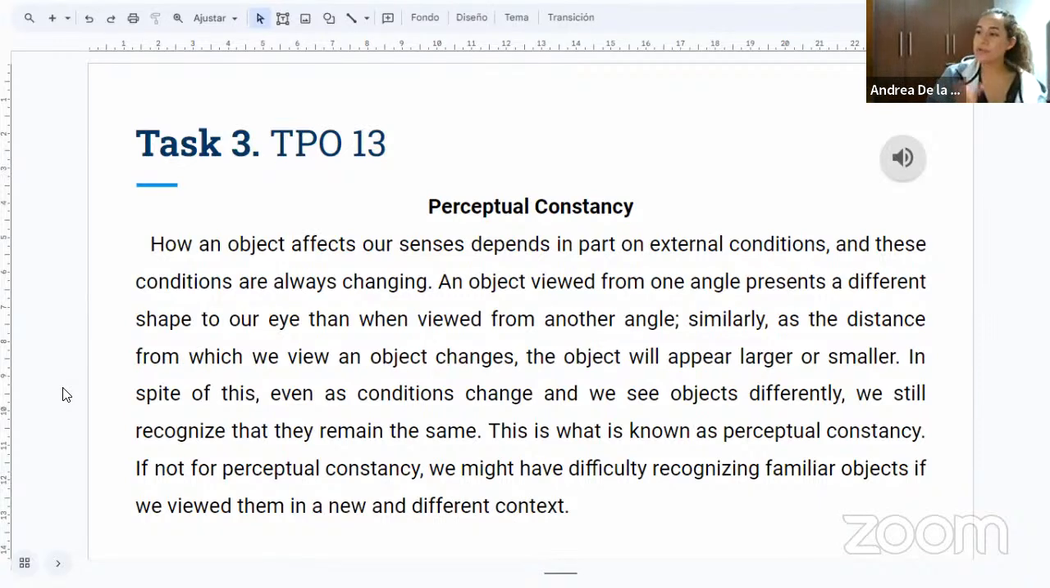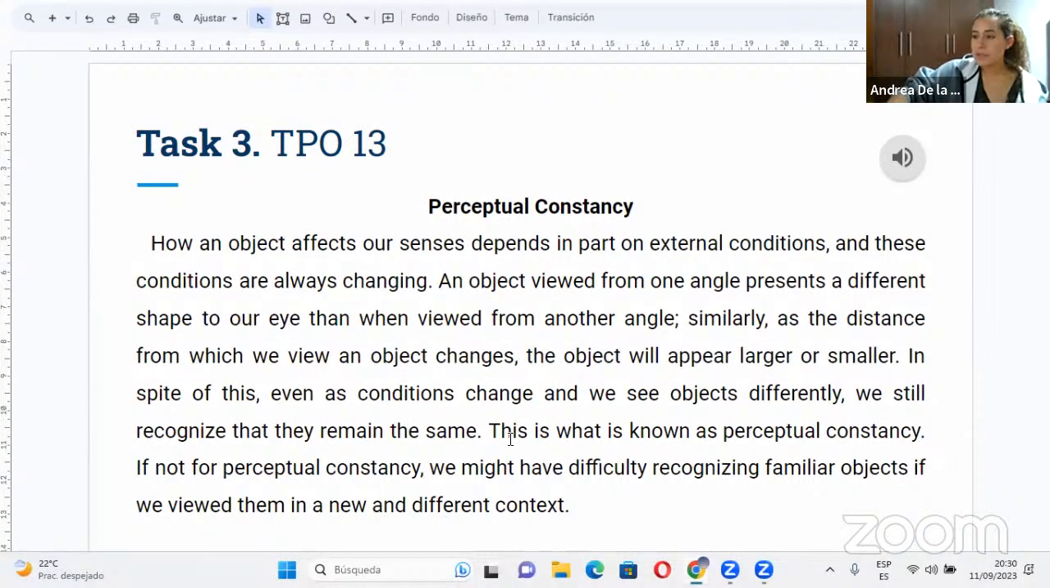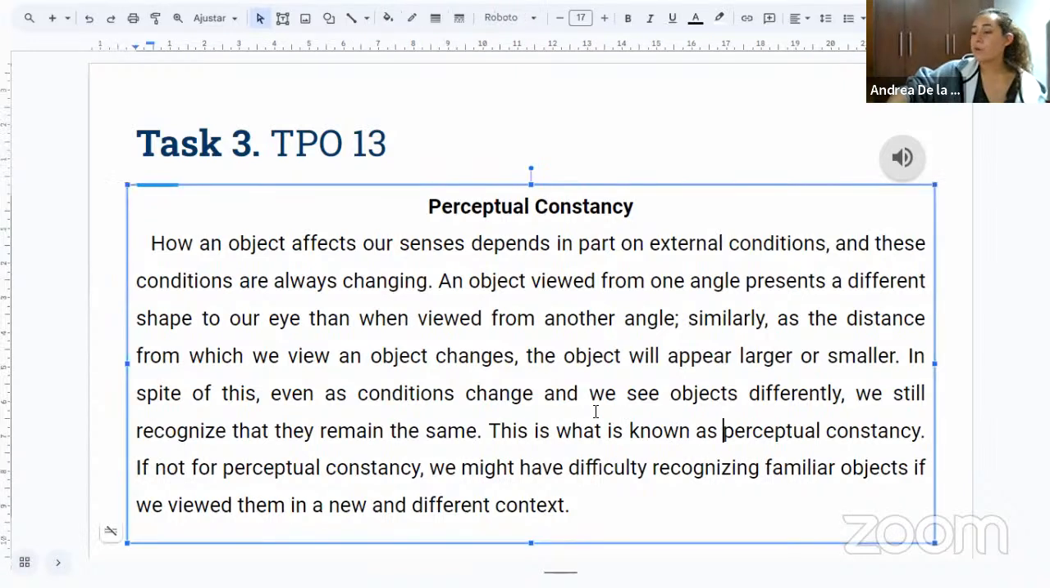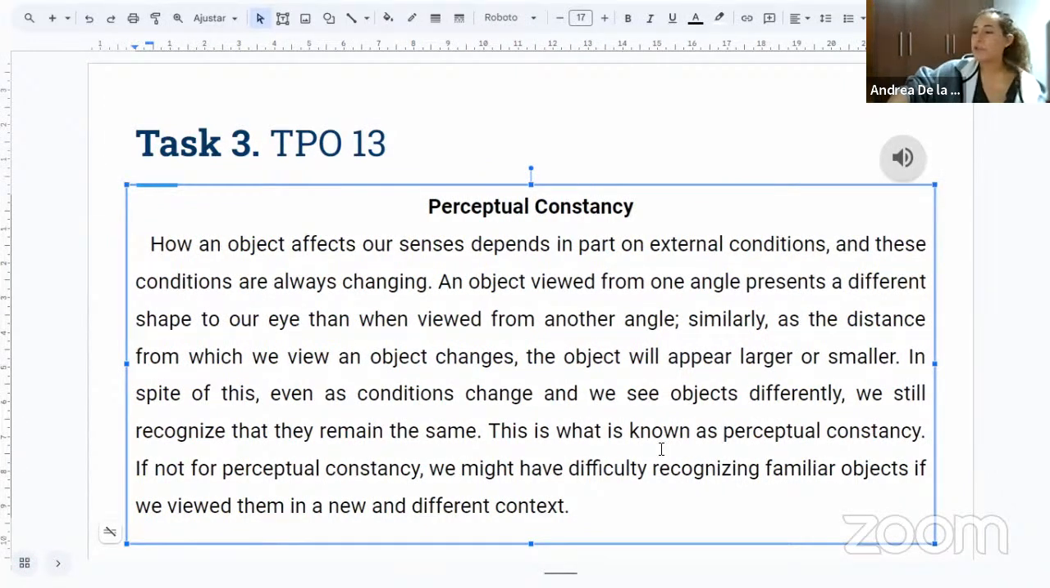And in this case, even though it was close, I would say be careful when looking for the definition. That is very important, probably one of the most important parts. So look for some keywords. For example, what is known as, is called, is defined. Those words let you know kind of where the definition is. So it says, this is what is known as perceptual constancy. So what is this? Basically, it's the ability to recognize objects despite how we see from different angles. Right? They say, in spite of this, even as conditions change and we see objects differently, we still recognize that they remain the same.